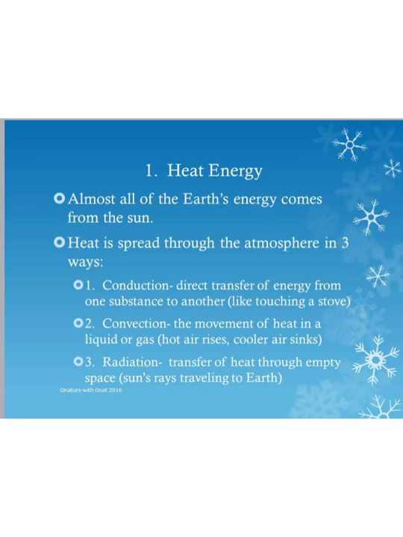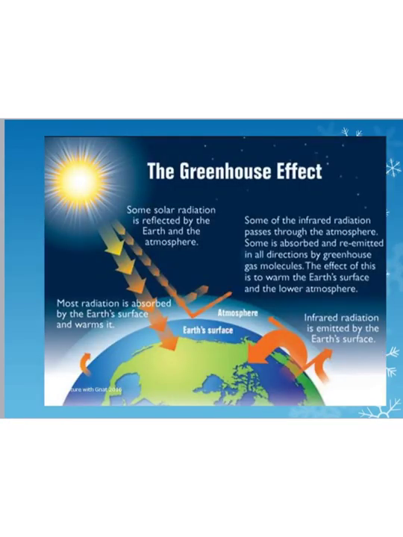And then the third way that heat is spread through an atmosphere is radiation. And that's the transferring of heat through empty space. So that would be, for example, the sun's rays actually traveling to the Earth. All right, so talking about radiation, that all kind of goes into the greenhouse effect.